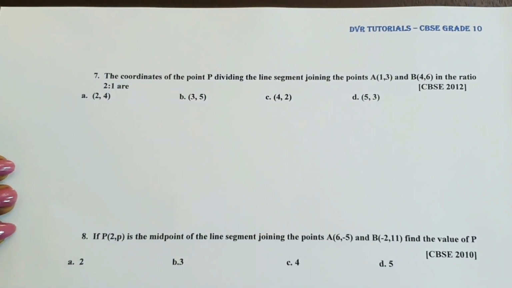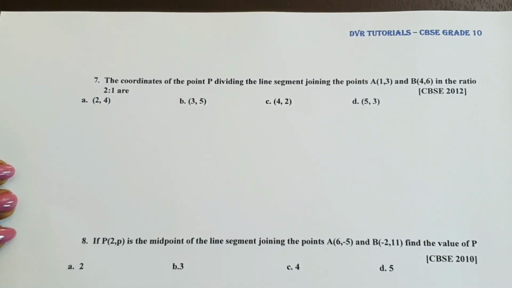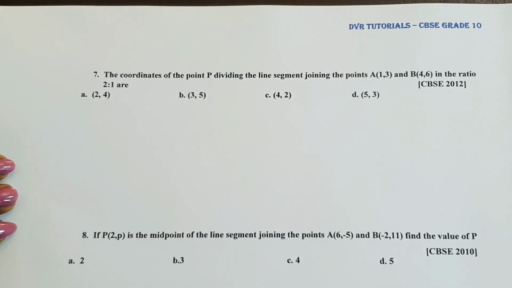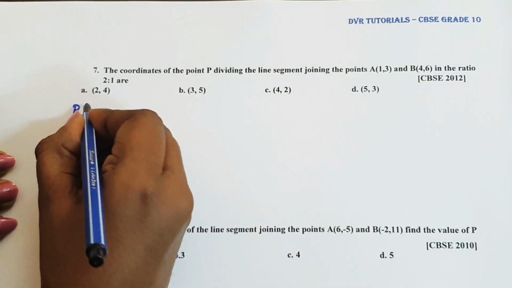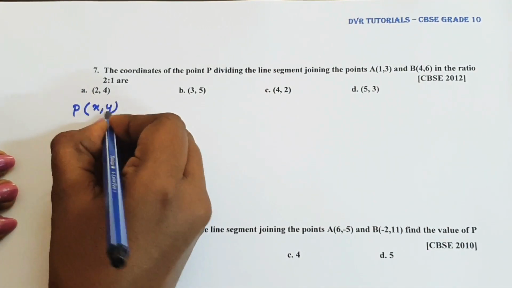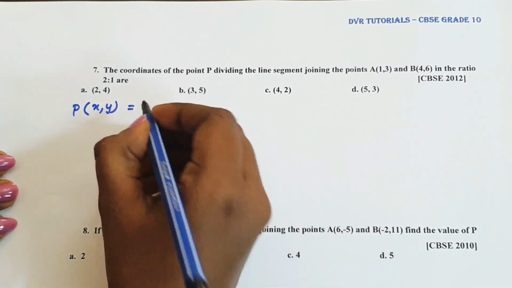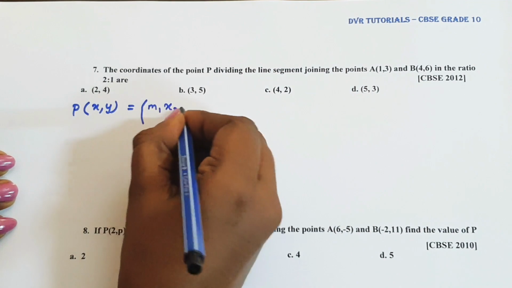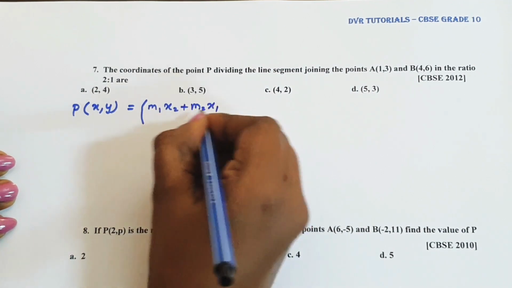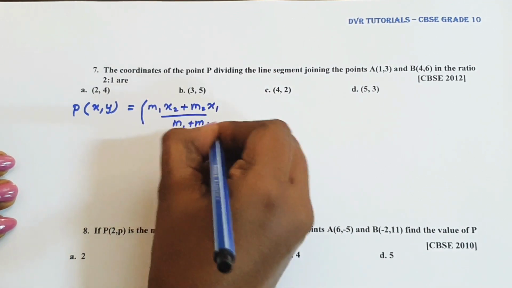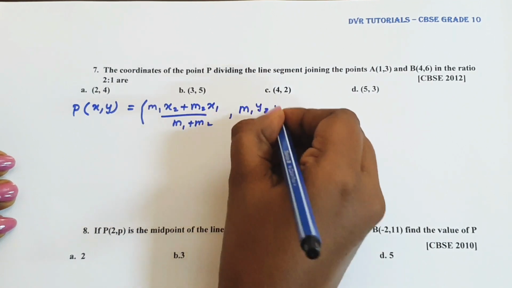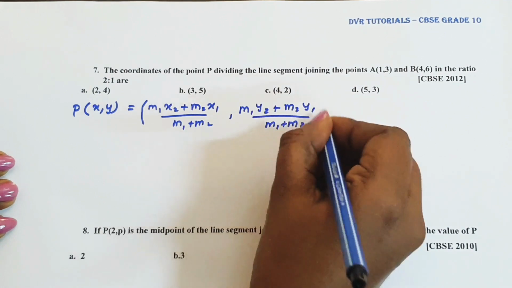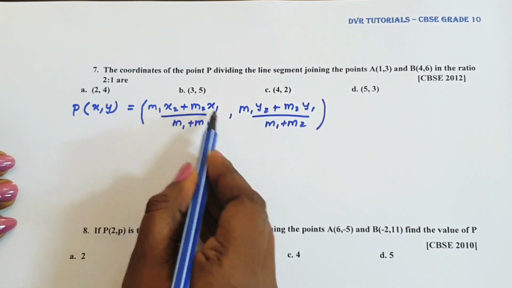Question number 7. The coordinates of the point P dividing the line segment joining the points A(1, 3) and B(4, 6) in the ratio 2:1. So we are asked to find the coordinates of the point P. Since we don't know, we'll write it as x comma y. And since the ratio is given, it's obvious that it's a section formula. So what is the section formula? (m1x2 plus m2x1) divided by (m1 plus m2), and (m1y2 plus m2y1) divided by (m1 plus m2). Okay, so it's alternate 1 2 2 1 likewise.